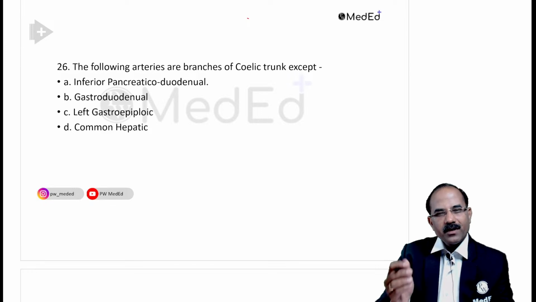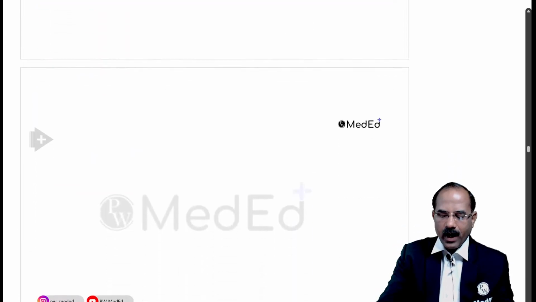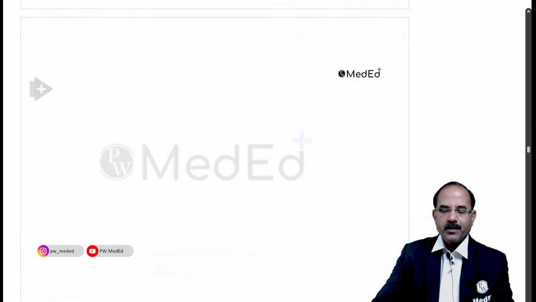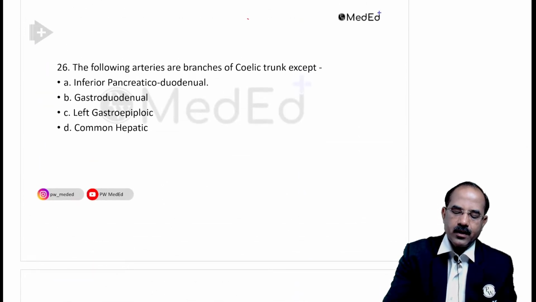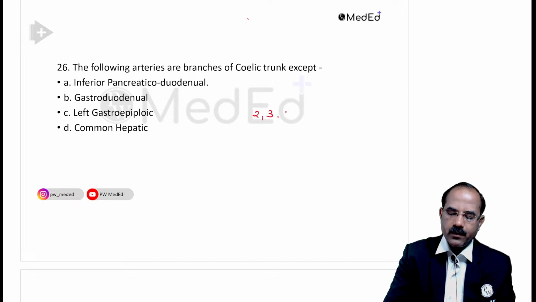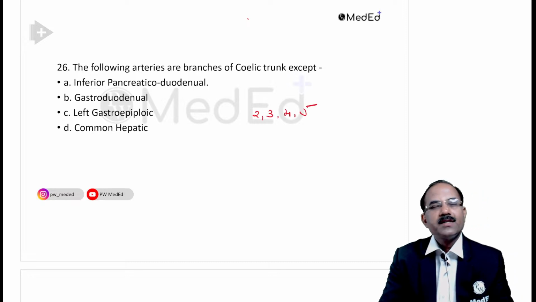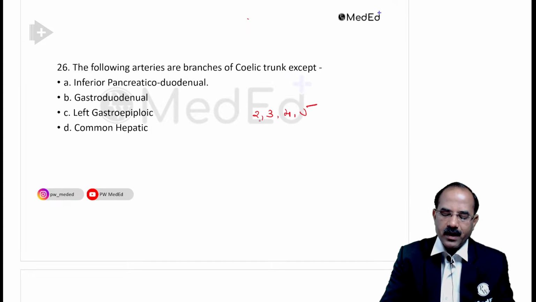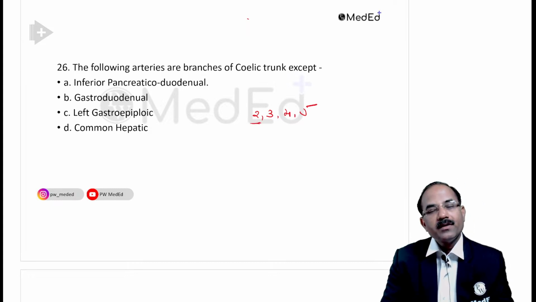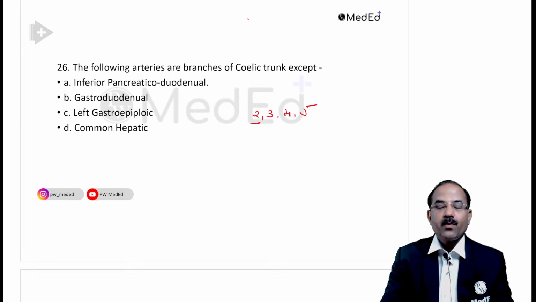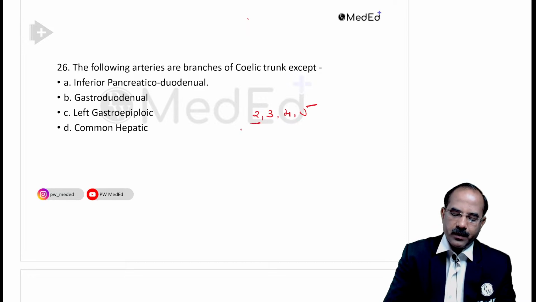So before I begin, just tell me what are the branches of abdominal aorta. How do we classify that? We classify as 2, 3, 4 and 5. That's a mnemonic to remember. So what is 2? 2 are terminal branches. At what level does the aorta give these terminal branches? L4. So 2 terminal branches at L4, and that's the common iliacs.